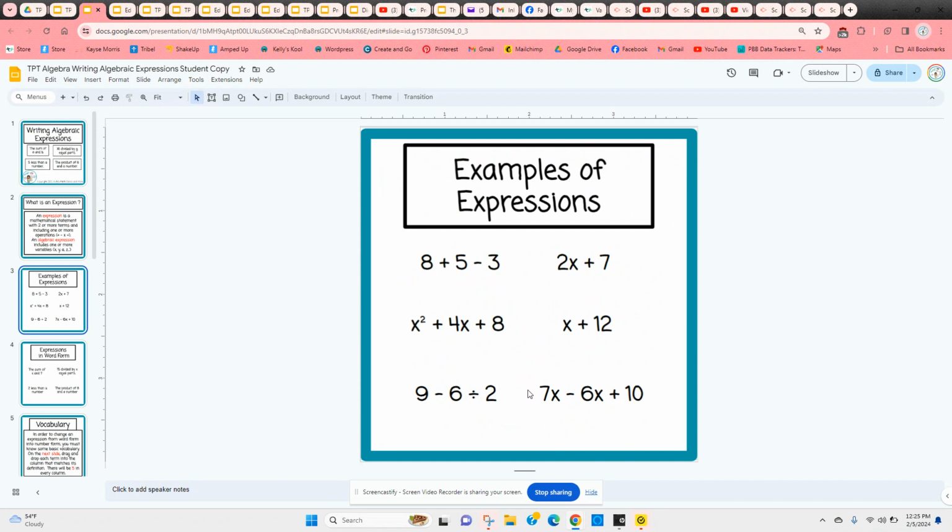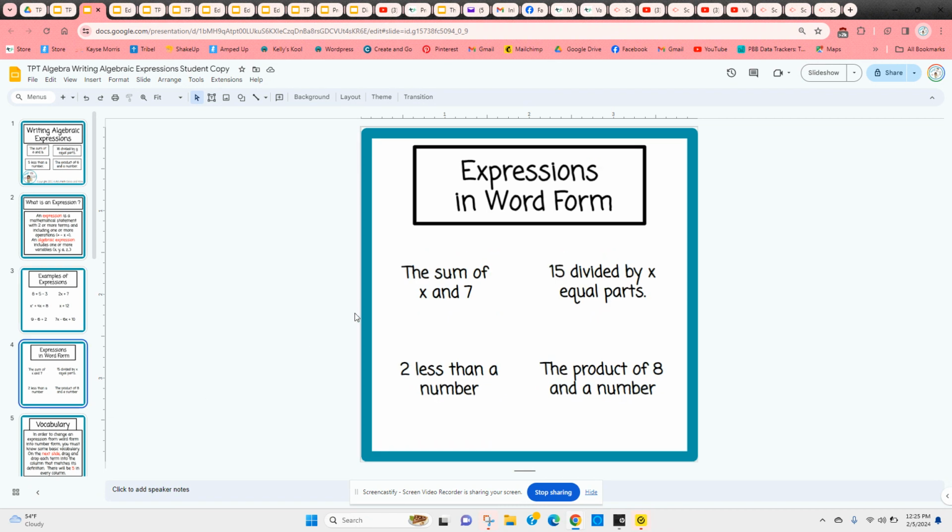So you won't see an equal sign in here because that would make it an equation. These are expressions. And here are some expressions in word form. And students are going to learn how to match the word form to the numerical form.